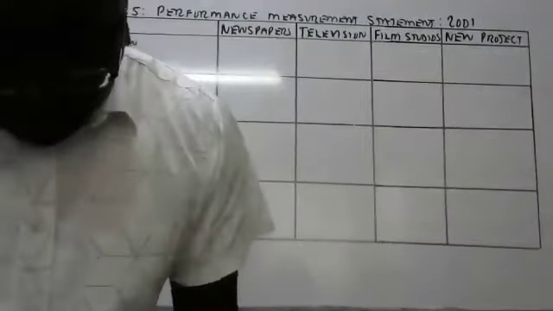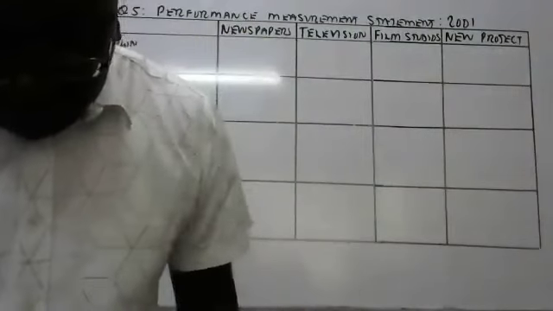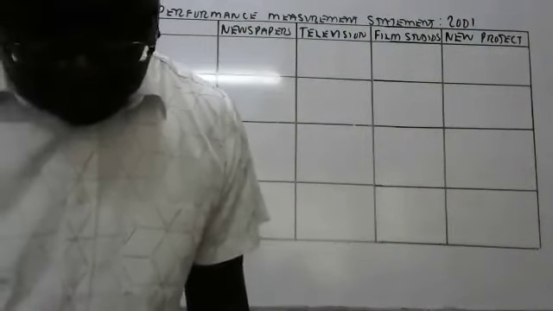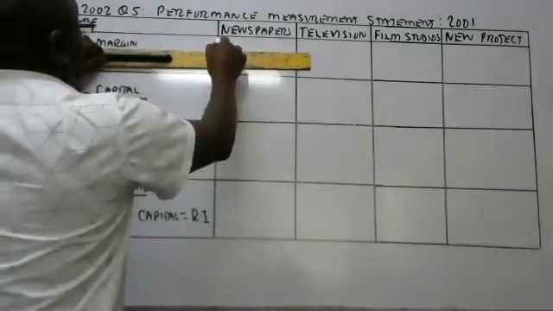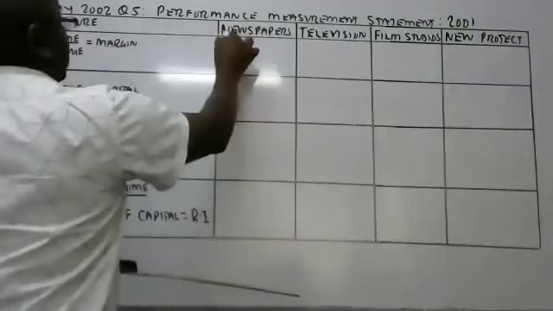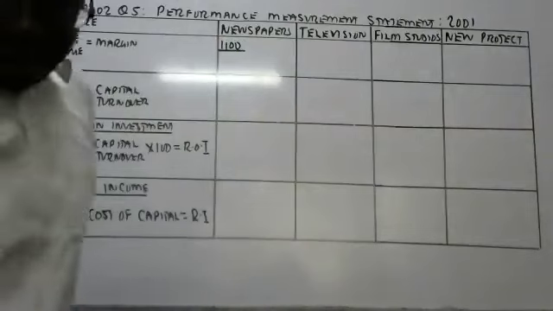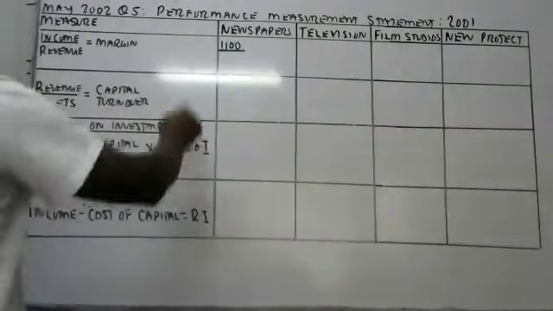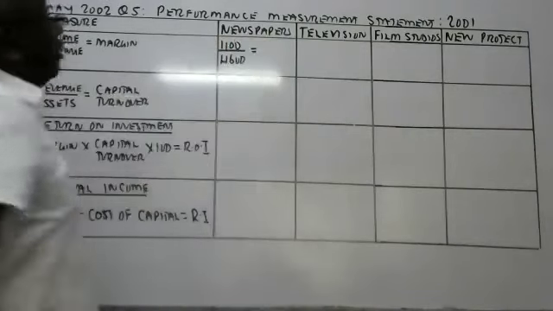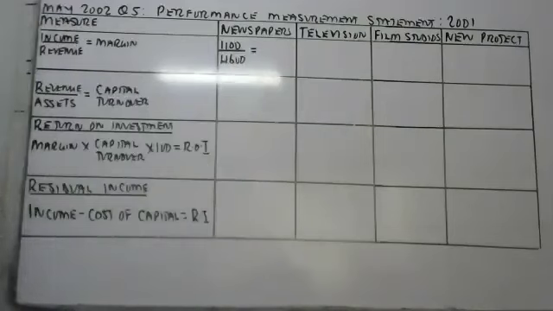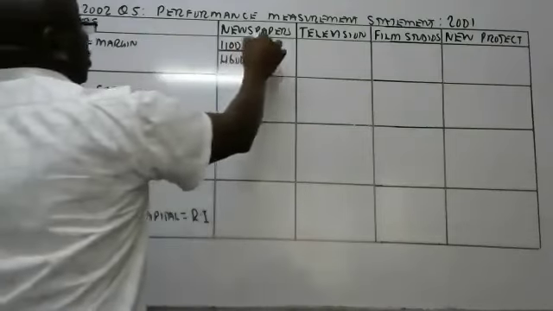So if we are there, let's start with the newspapers. The income in the newspaper is 1,100. So we are going to have 1,100. You divide by the revenue of 4,600. Maybe you can give me to 2 decimals. 0.24.